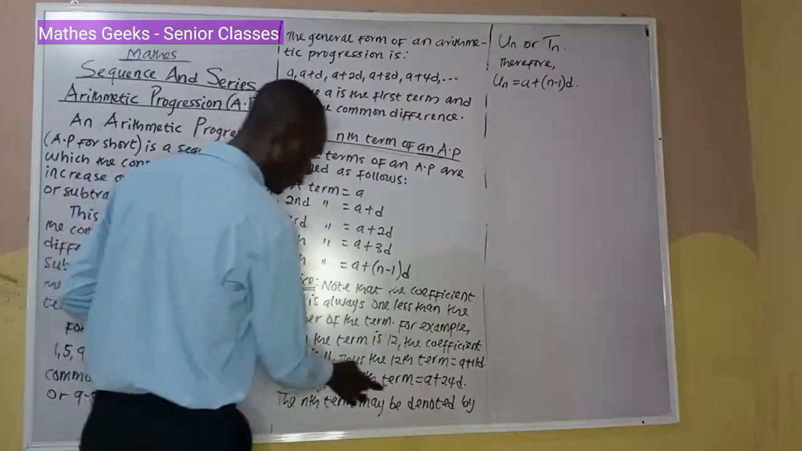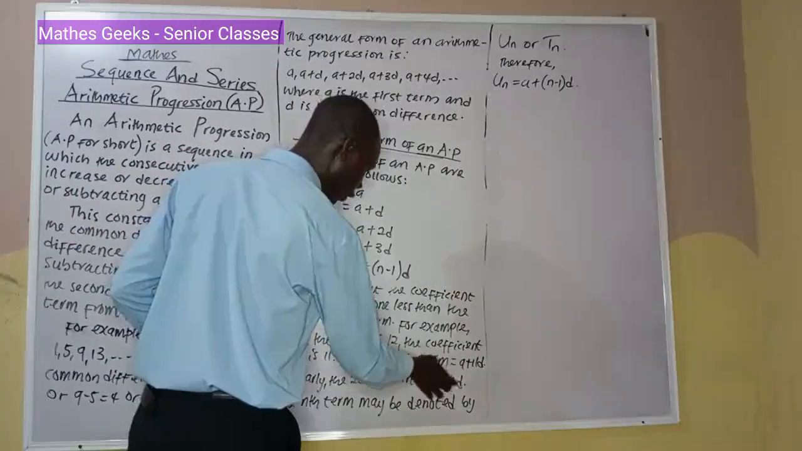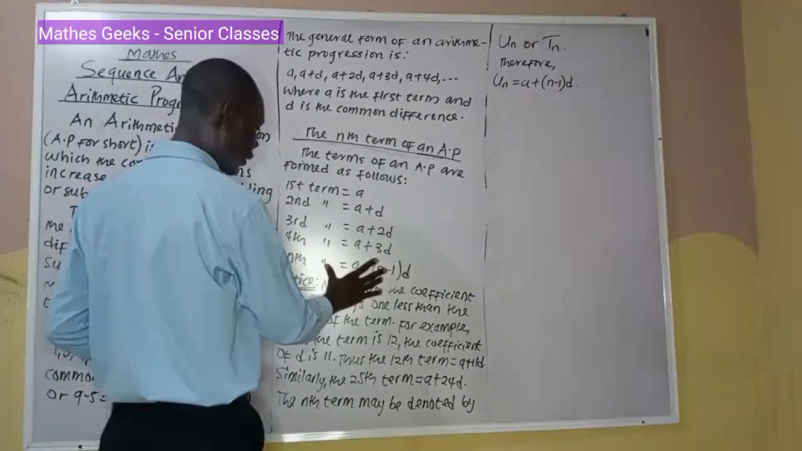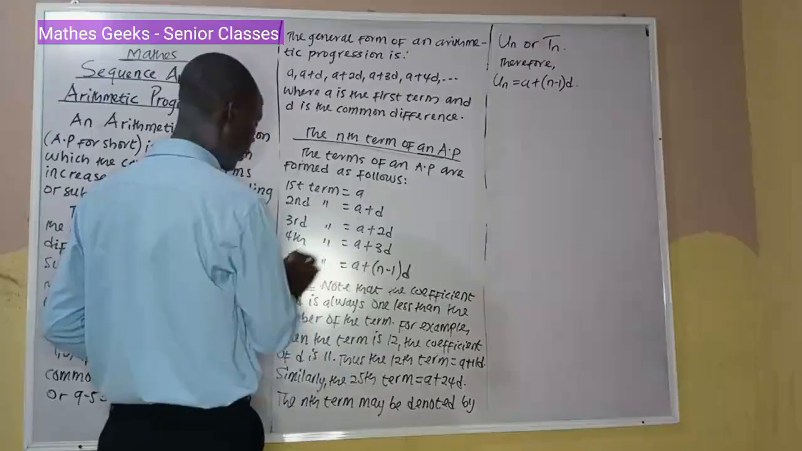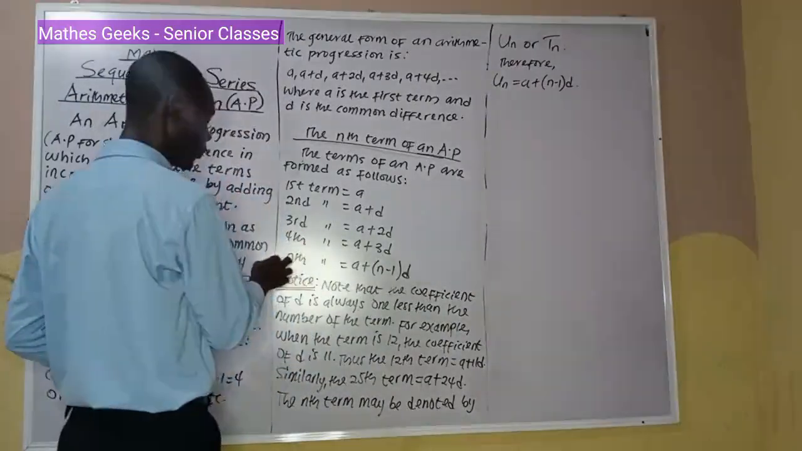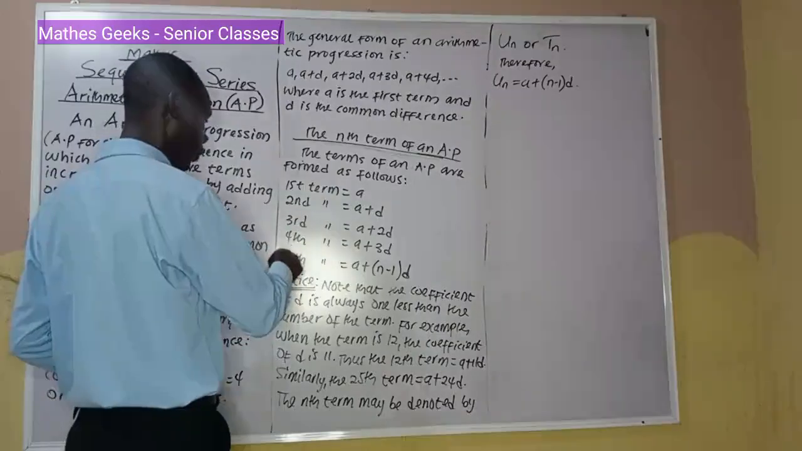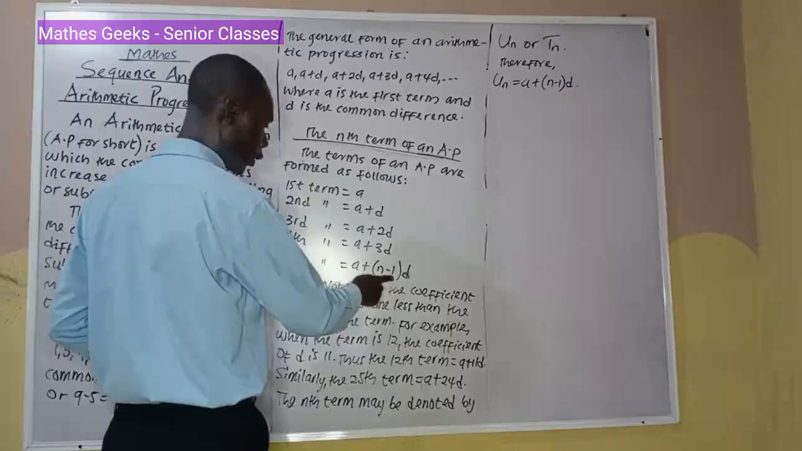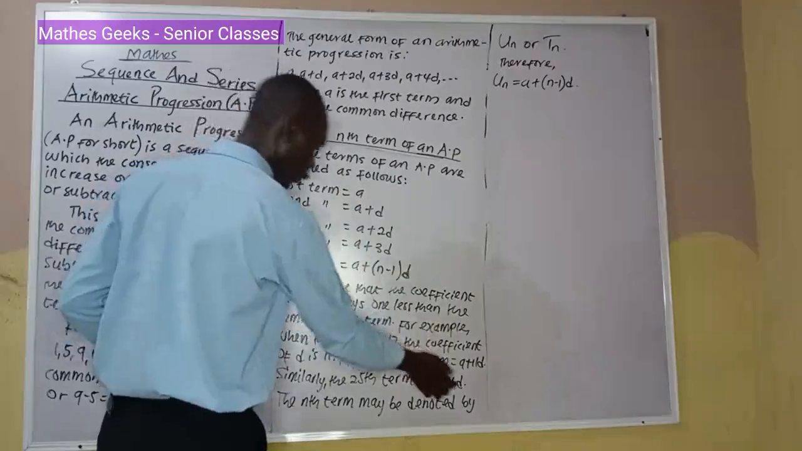Similarly, the 25th term is equal to A plus 24D. The reason is that if you put it in this formula, the nth term, n here will be 25 because we're looking for the 25th term. So n stands for the number of the term you're looking for, which is 25. So A plus 25 minus 1, which will now give you 24 times D, to give us 24D.